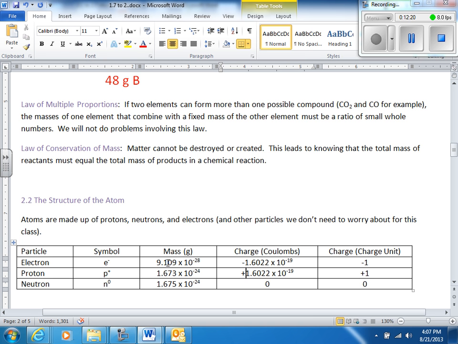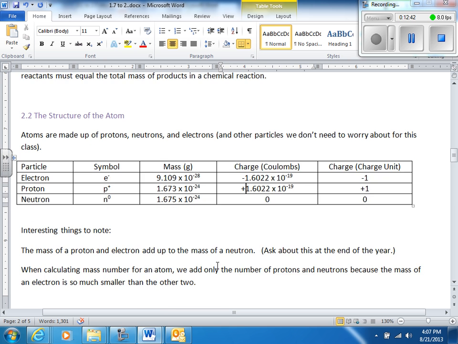But a proton and an electron together make up a neutron. It's very strange. But don't worry about that. That's nuclear chemistry. We are not going to get into that. The key things here are recognizing the charge differences between all three, and that these two each have a much larger mass than an electron. That leads to this next thing.